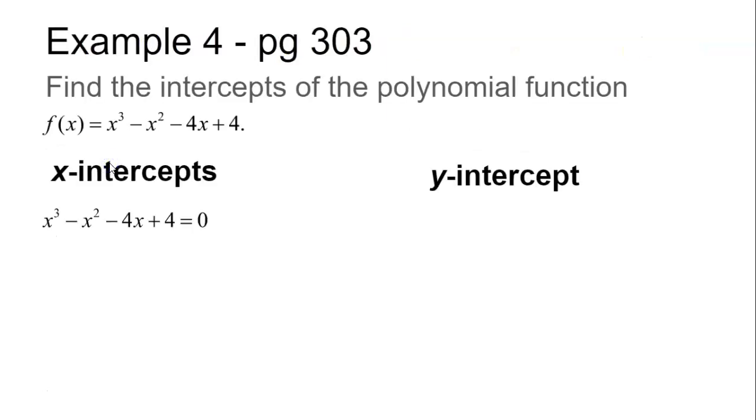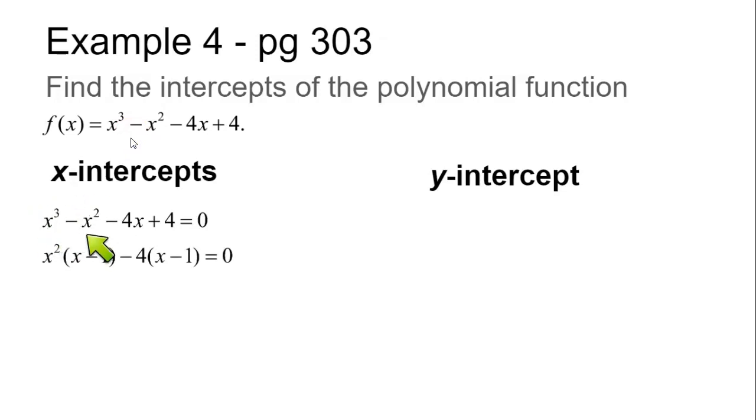So if we look at this example on page 303, it says find the intercepts of the polynomial function. So we want to find both the x-intercepts and the y-intercept. I'll do the x-intercepts first. I'm going to remind you how to solve, but you can also graph this in your calculator, or you can graph this in Desmos. But here's the function. I know if I want to find the x-intercept, I need to make the f of x term, which is y, equal to 0. And then you can actually factor this by grouping. So I can group the first two, and I can group the last two.